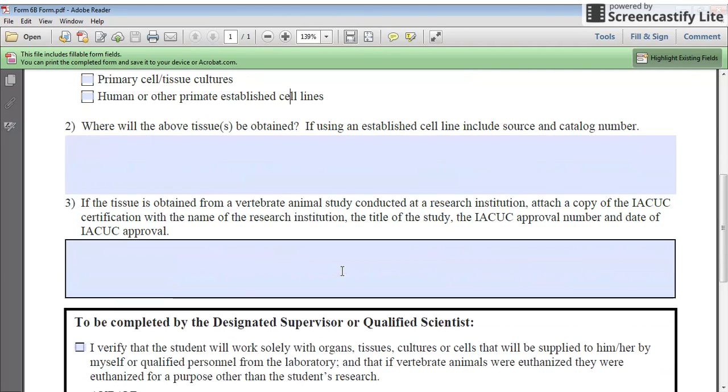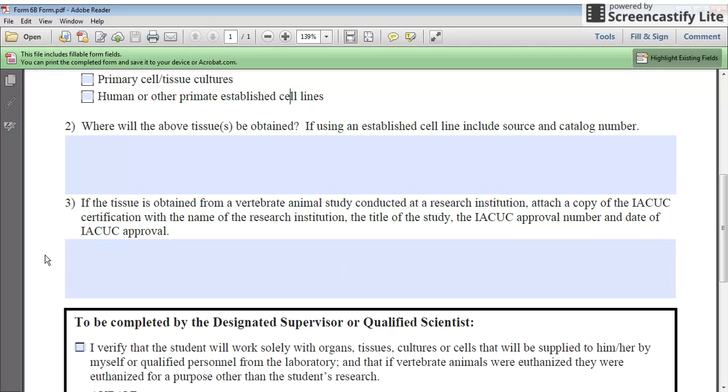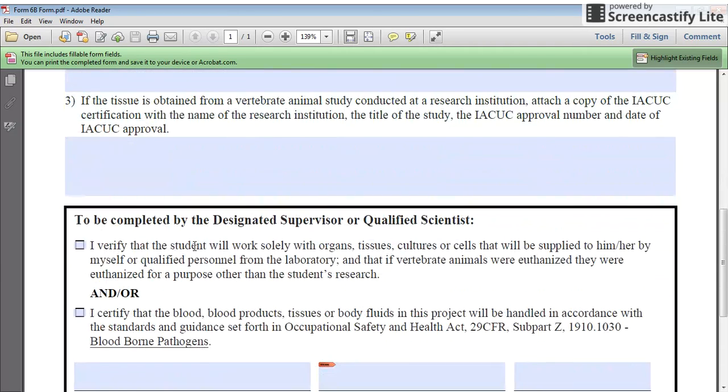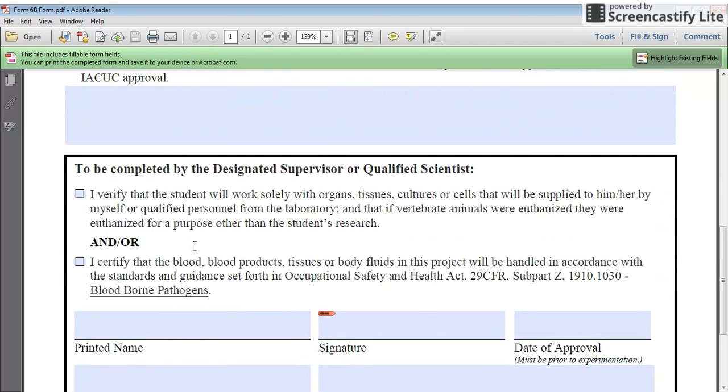In number 3, if the tissue is obtained from a vertebrate animal study conducted at a research institution, attach a copy of the IACUC certification with the name of the research institution, the title of the study, the IACUC approval number, and date of IACUC approval. The last portion is asking if the student will work solely with the organs, tissues, cultures, or cells that will be supplied to him or her by the designated supervisor or qualified scientist from the laboratory.